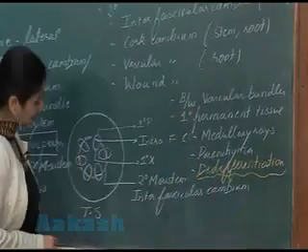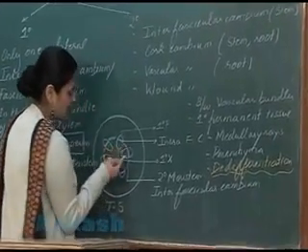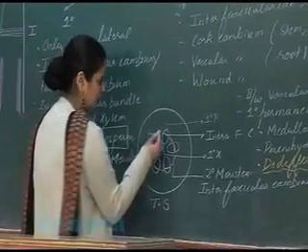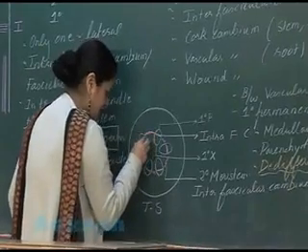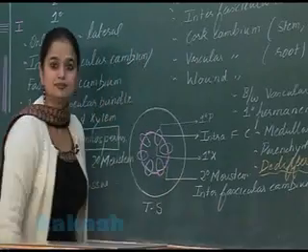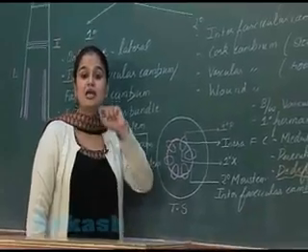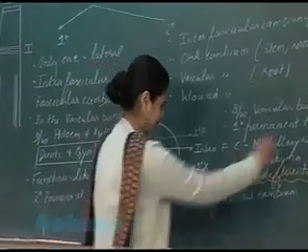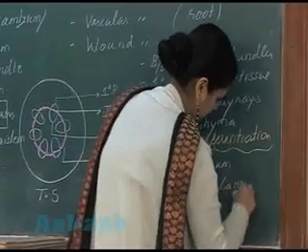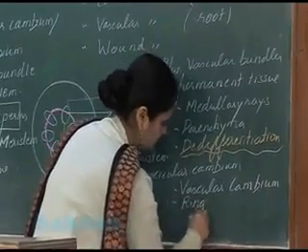Got this? Now what will happen? What is this? Intra. What is this? Inter. Both of them are going to join. The two cambiums are going to join. So after the joining, there is formation of a ring. Can you see the ring here? This ring which is formed is known as vascular cambium. This is a ring which is formed.